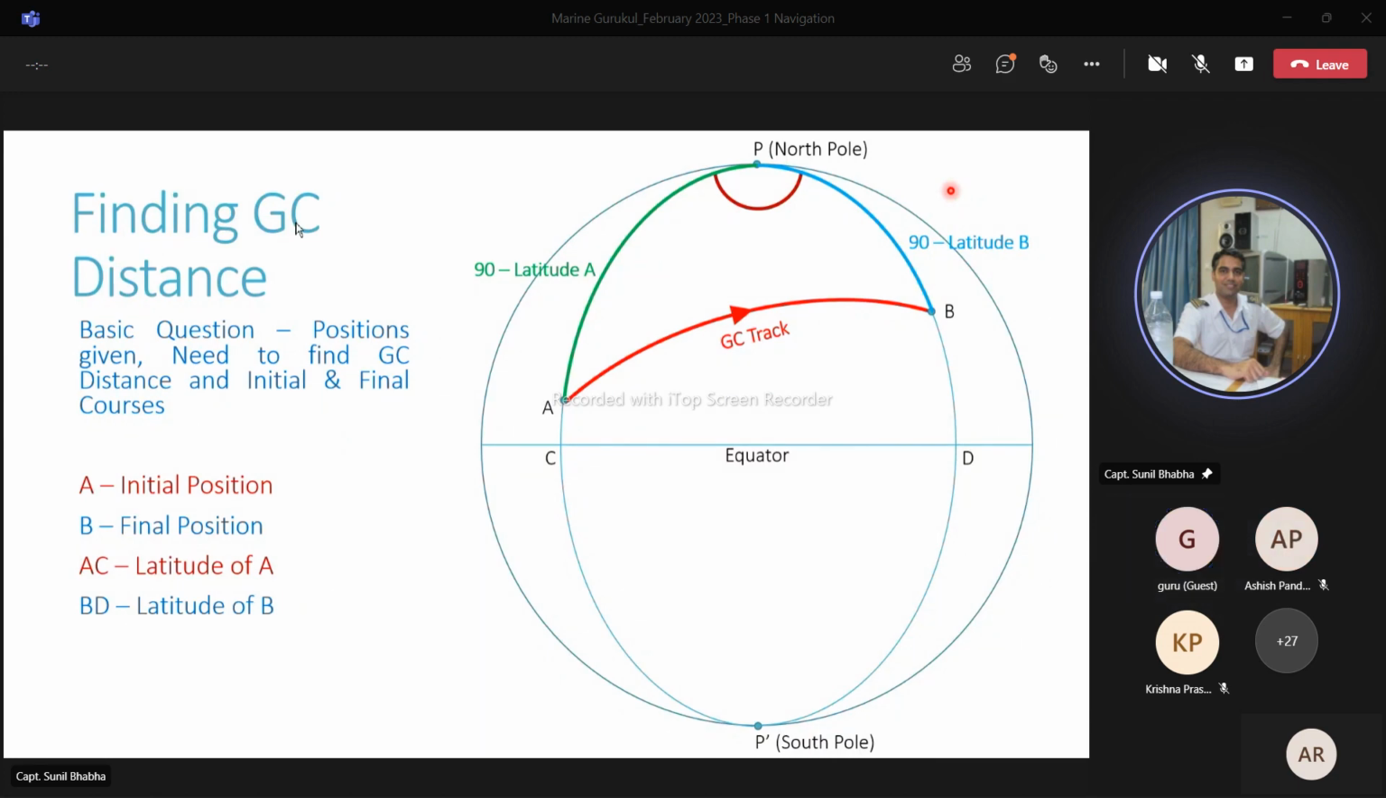So चलें बेटा, आगे चलें. Let's apply the cosine formula. Let's go. So you can see here this angle P is equal to the D long between A and B.